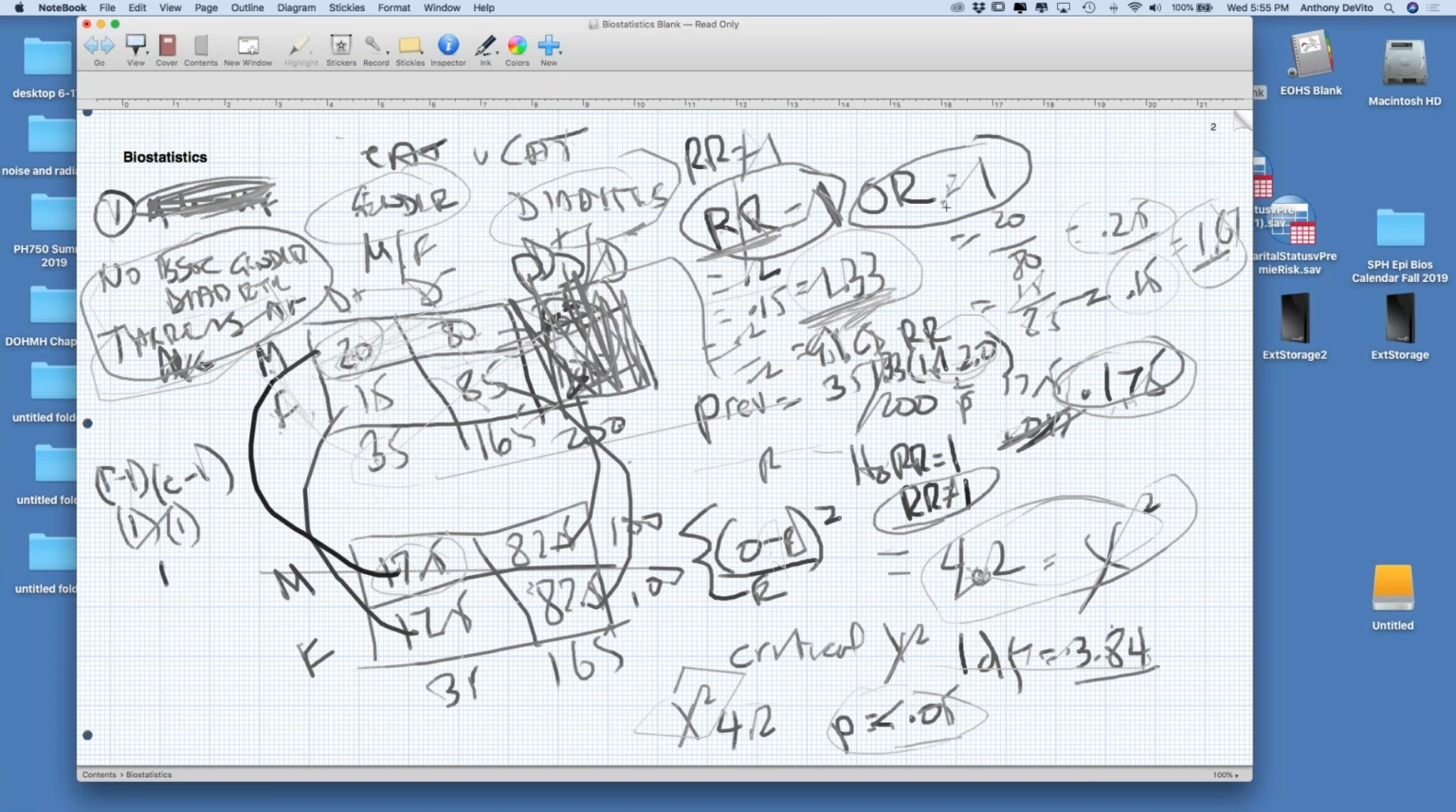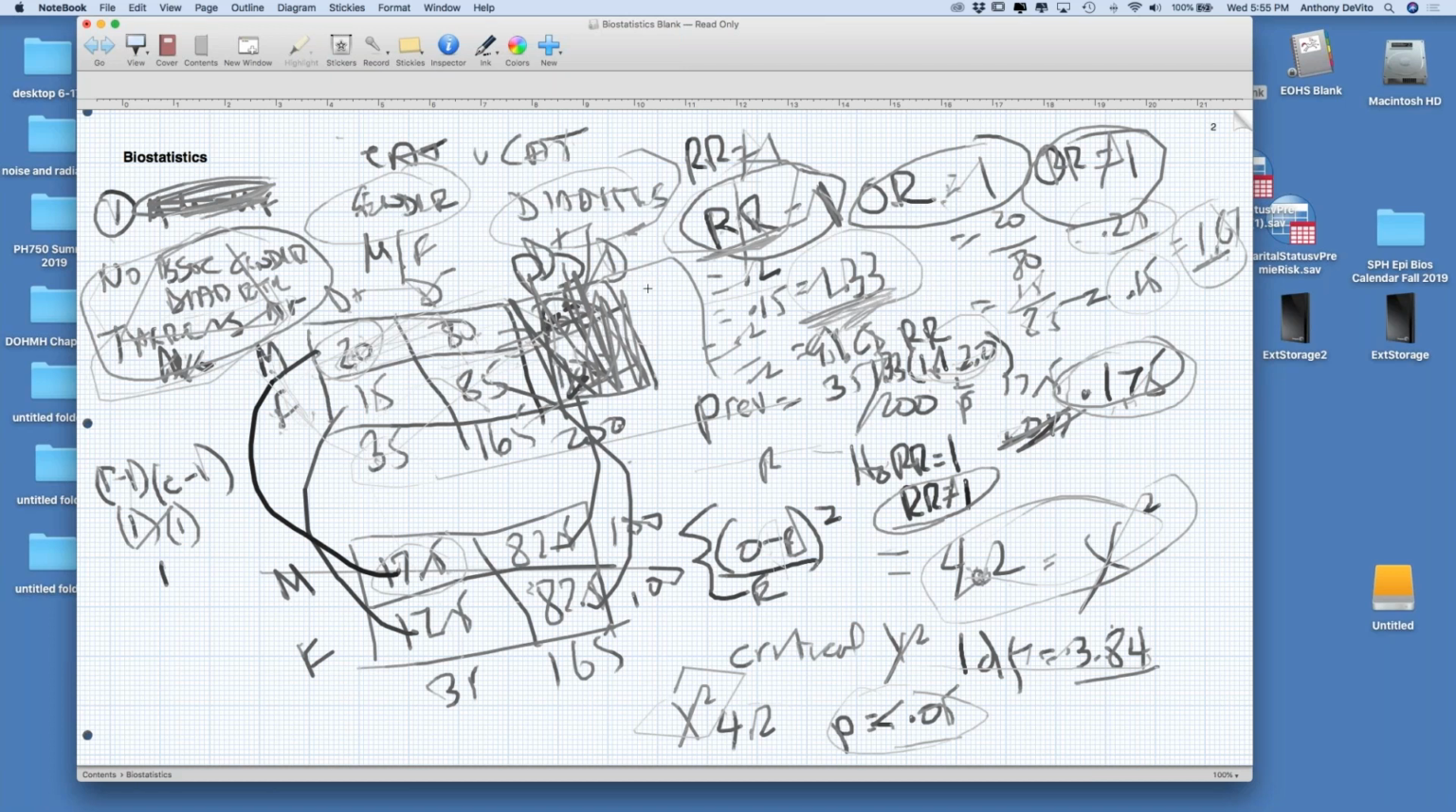Same thing with odds ratio. Null hypothesis: the odds ratio is equal to 1, and our alternative hypothesis would be the odds ratio is not equal to 1. So all three of these are perfectly legitimate ways of describing a hypothesis test for a categorical variable that in this case happens to be a 2x2 table.